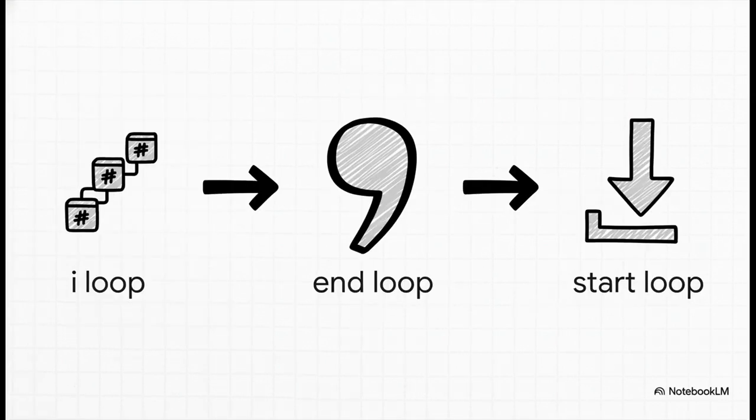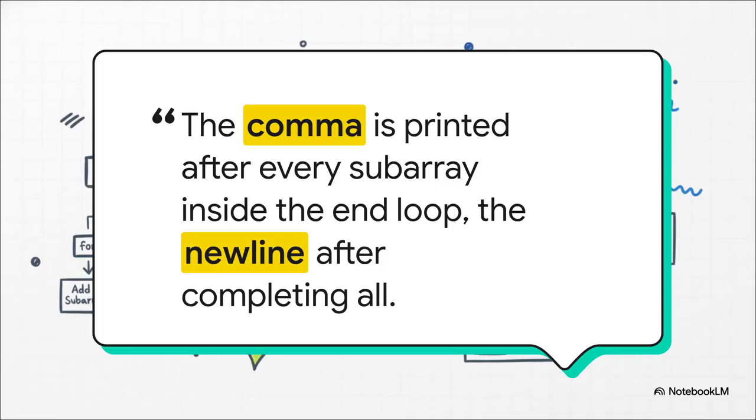So here is our dead simple mental model. The inner I loop just prints the numbers. The middle end loop is our comma handler. And the outer start loop takes care of the new lines. Elements, comma, new line. That's the whole pattern right there. Here's a fantastic, maybe even an exam-friendly way to summarize the whole printing logic. This single sentence perfectly captures the exact role each loop plays in creating that clean, organized output we saw.